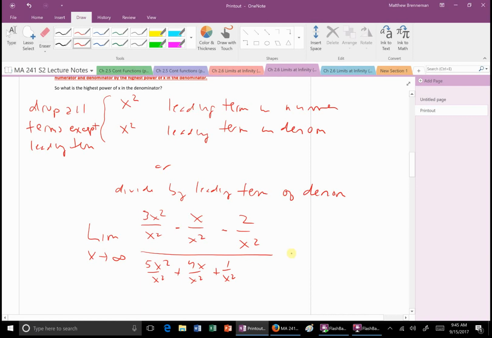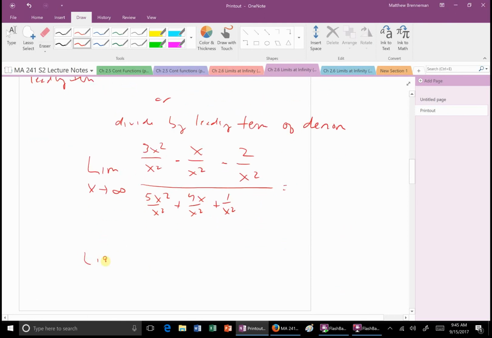When the smoke clears, you're going to get this. I'm just going to cancel out x's. 3 minus 1 over x minus 2 over x squared, over 5 plus 4 over x plus 1 over x squared. So as x goes to infinity, all of these guys, their limits go to 0, and you did the same thing.